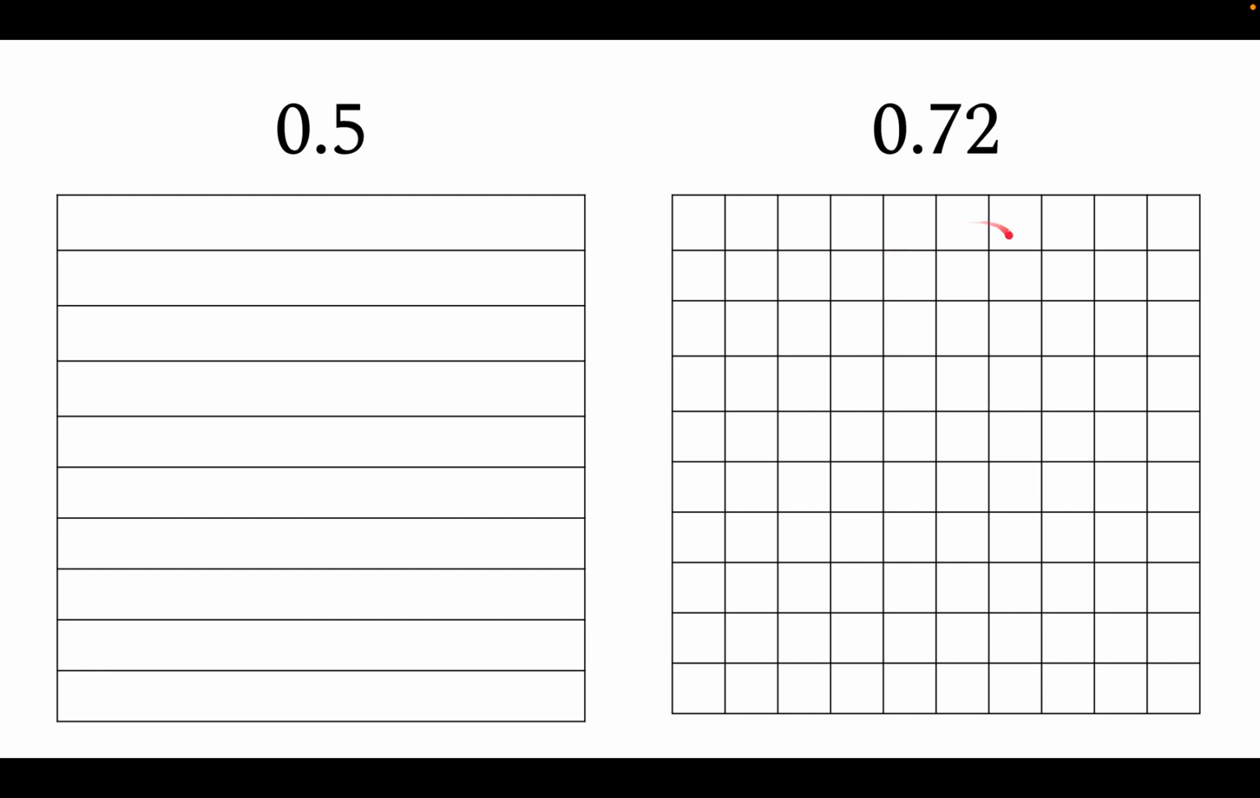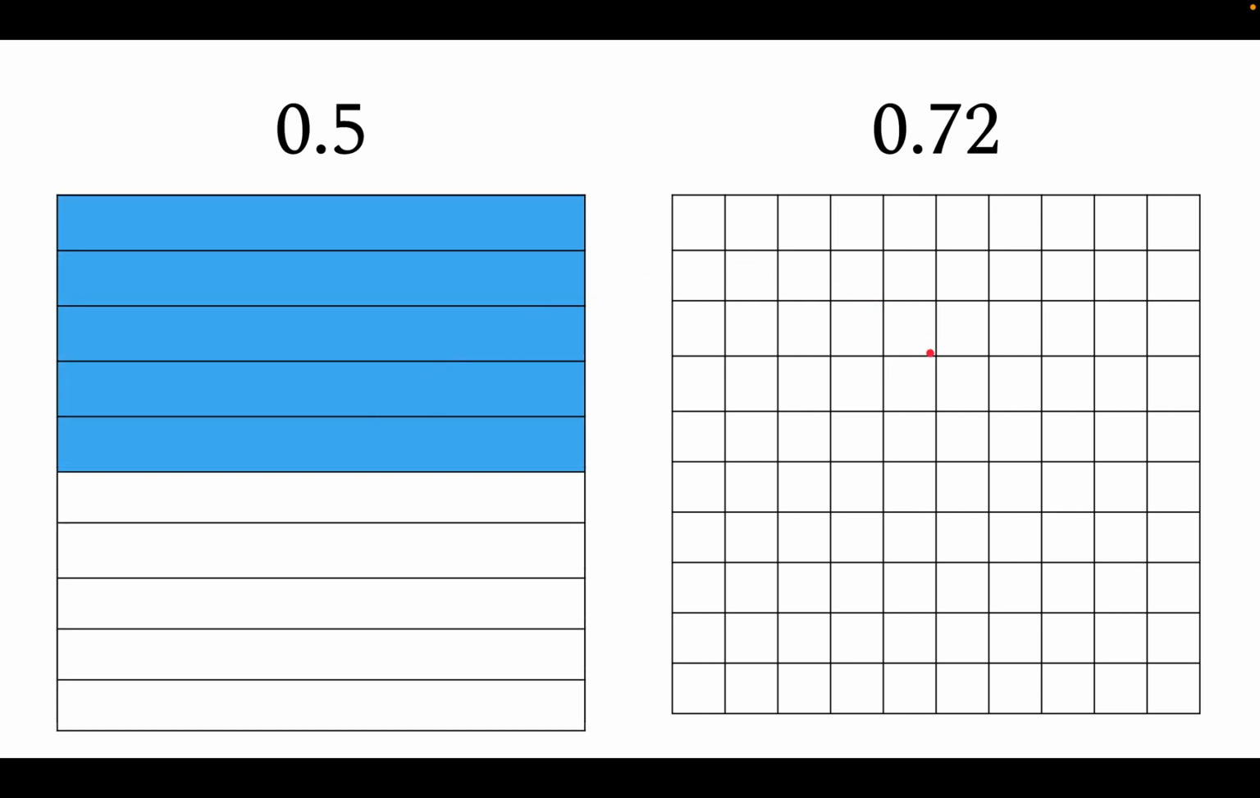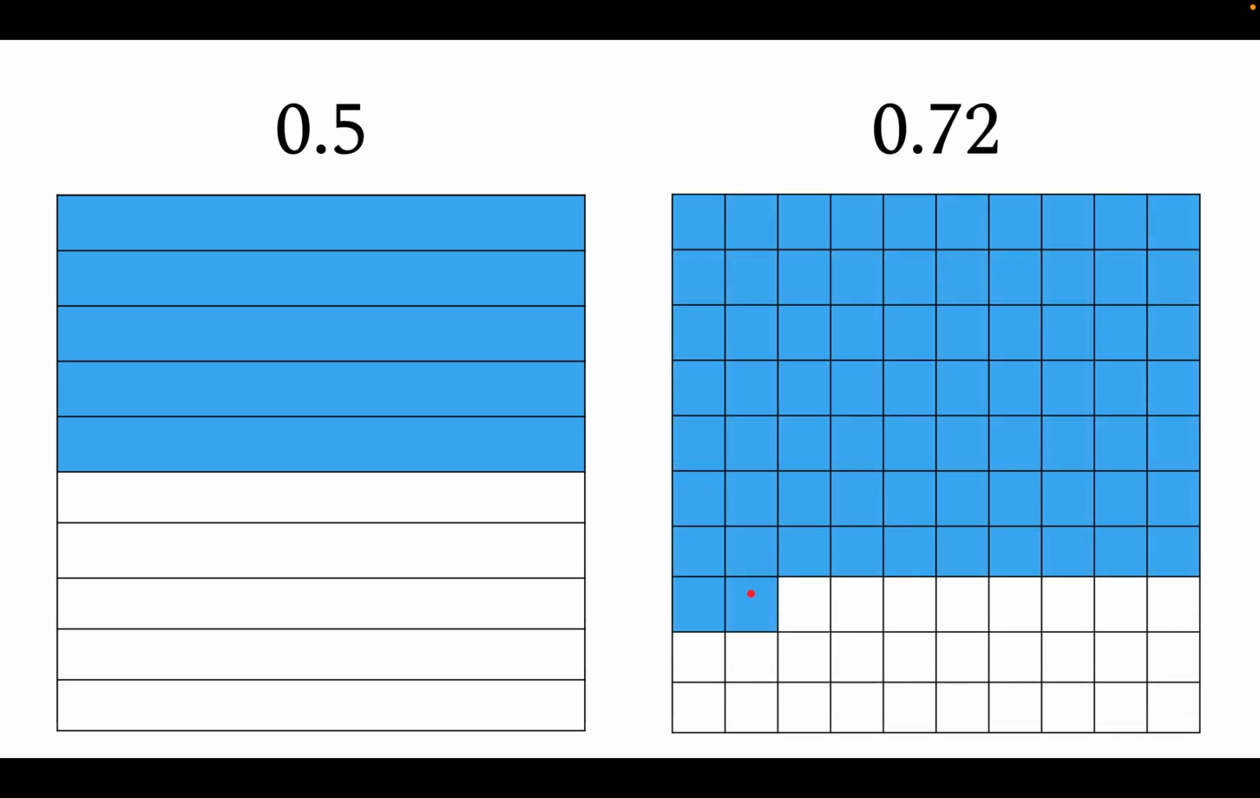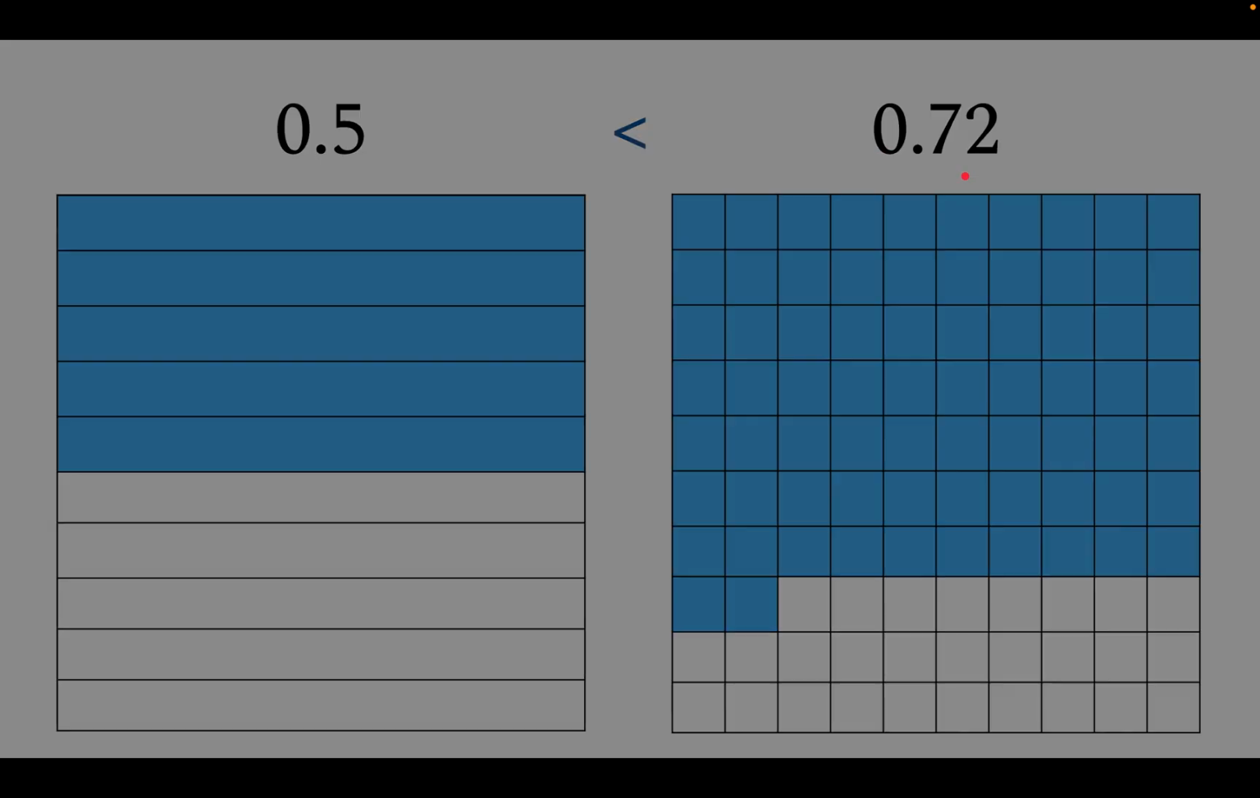5 tenths and 72 hundredths. All right, so for 5 tenths, I'd shade in 5 of the tenths. For 72 hundredths, I would shade in 72 of the hundredths. Which one's greater than? 72 hundredths. So this would read as 5 tenths is less than 72 hundredths.